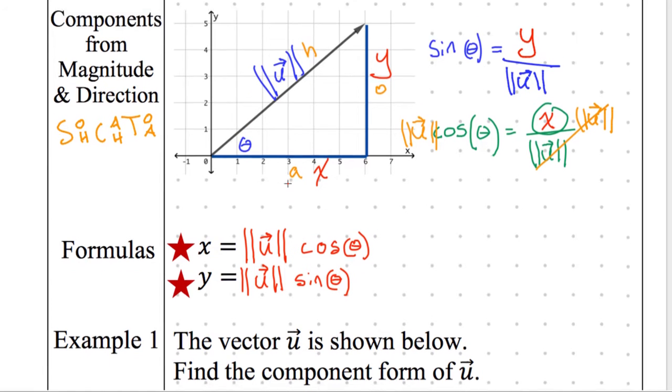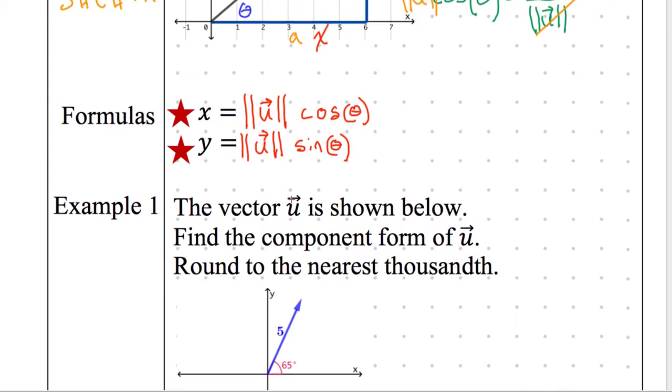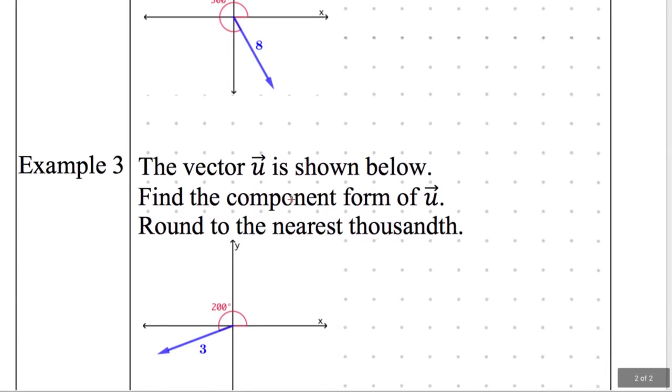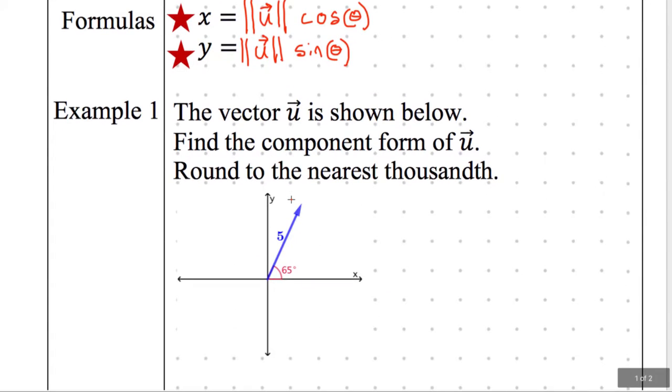Let's use our two formulas that we've derived to do 3 examples. We have examples 1, 2, and 3 in the back. So, example number 1. This blue vector right here is vector u. I want the component form of u. I know that the magnitude, the length, is 5, and that the angle is 65 degrees. How am I going to find the component form? Well, I'm going to use my formula, so tell me what to write.